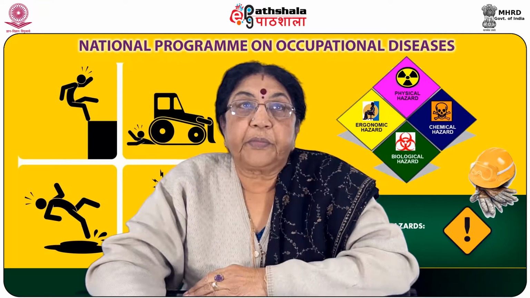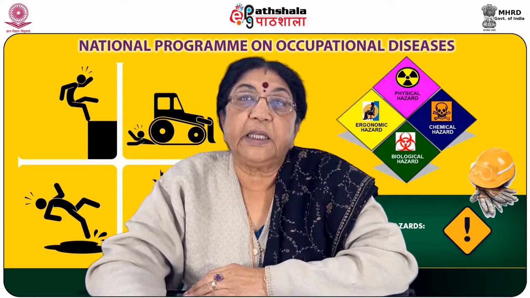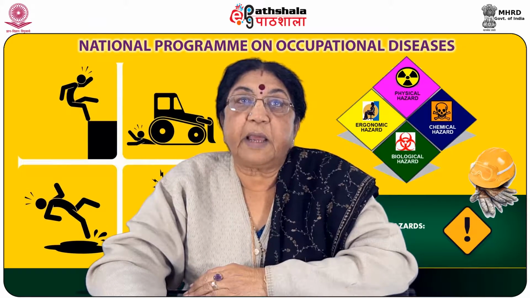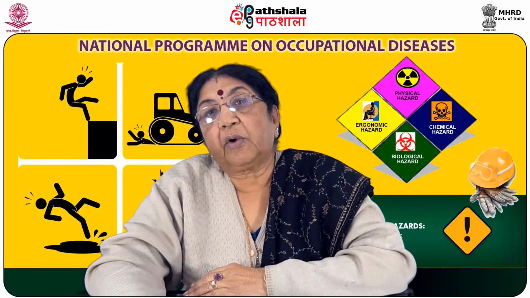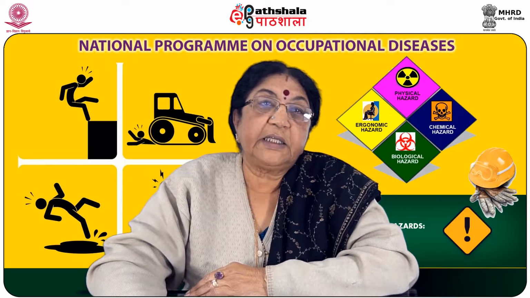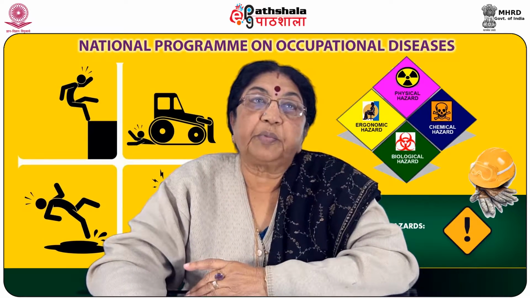work exposure. Recognition of the occupational origin of the disease at the individual level requires the establishment of a causal relationship between the disease and the exposure of the worker to certain hazardous agents at the workplace. This relationship is normally established on the basis of clinical and pathological data, occupational history, anamnesis, job analysis, identification and evaluation of occupational hazards, as well as exposure verification. And when the disease is clinically recognized, we have to find a causal link, which is established between the disease and the work, when the disease is recognized as an occupational disease.